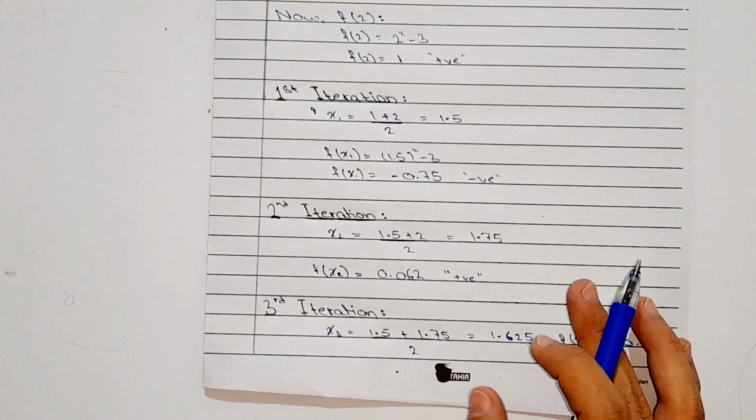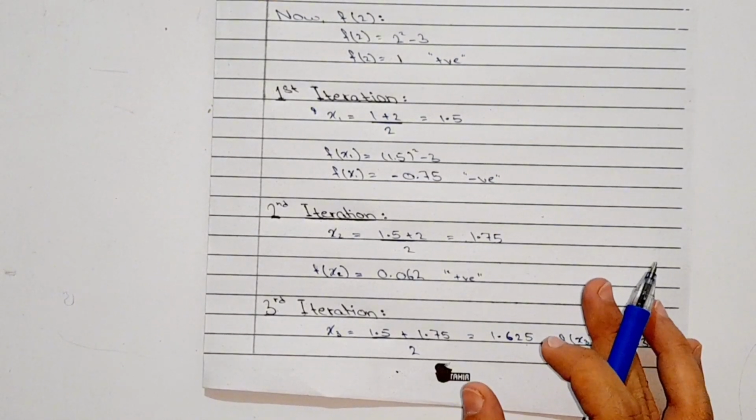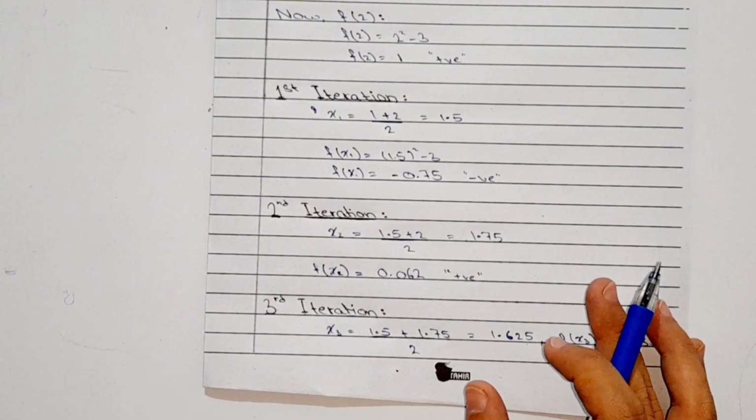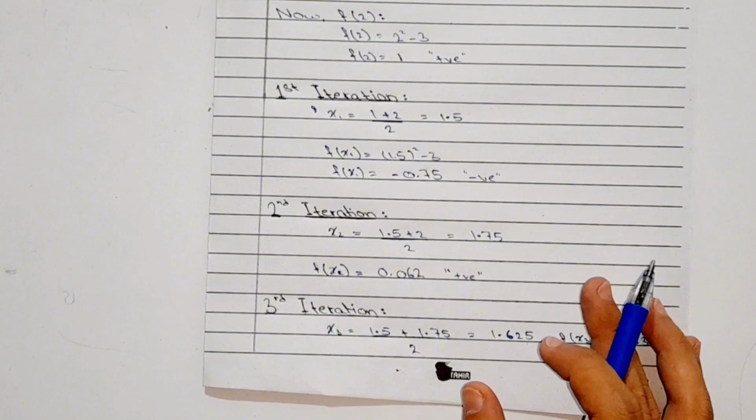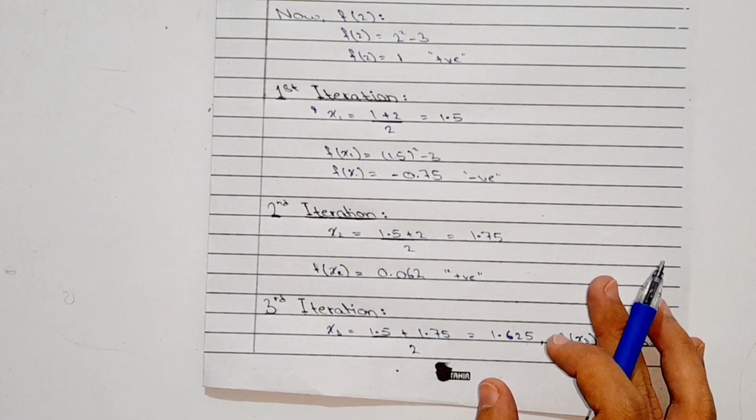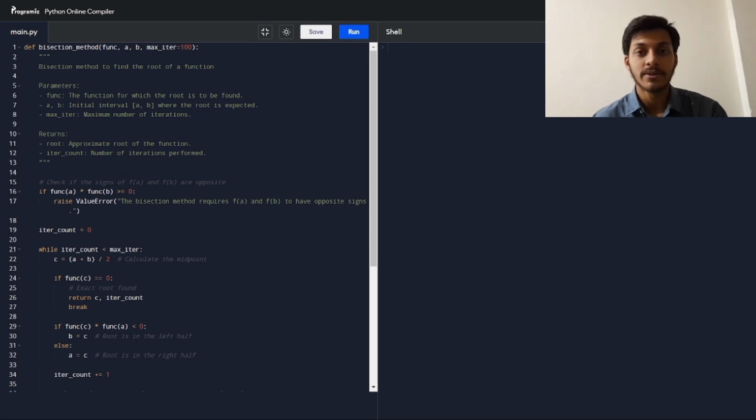Now that we have understood the bisection method in detail, let's move on to the coding part and see how we can apply this method using Python code. So I hope you understood this method clearly. Now let's see how we can implement it using Python code.